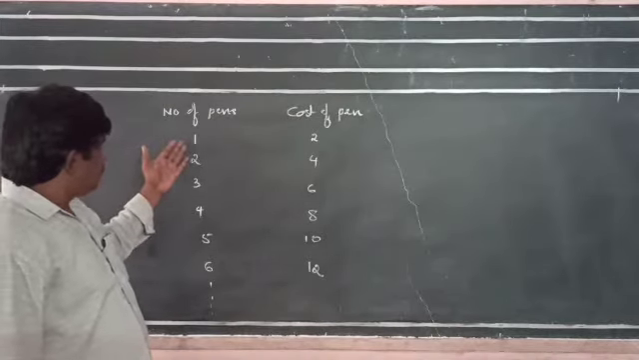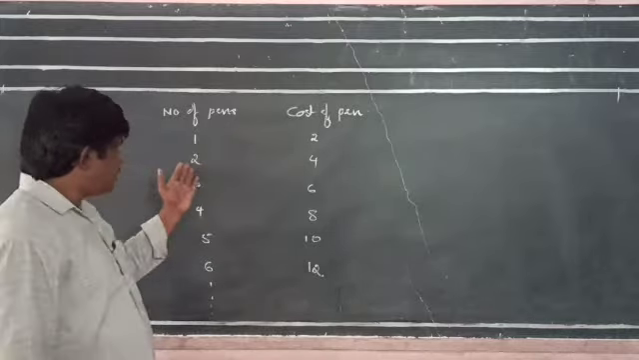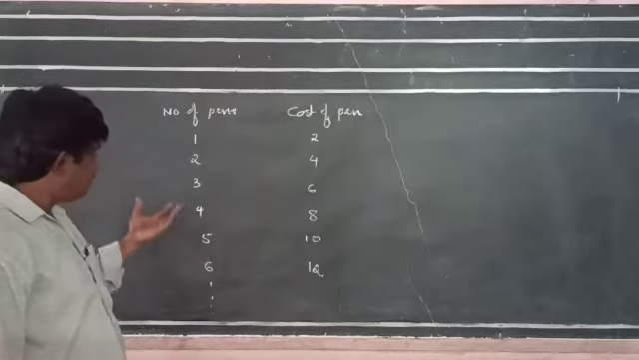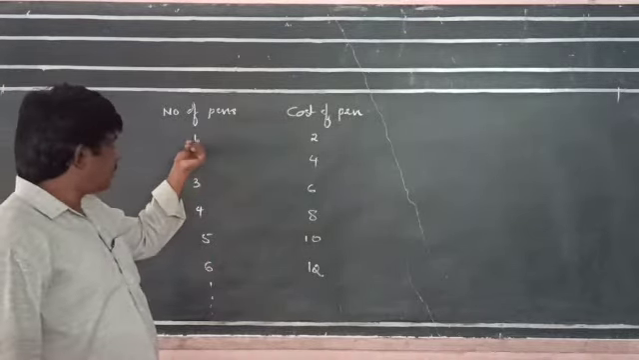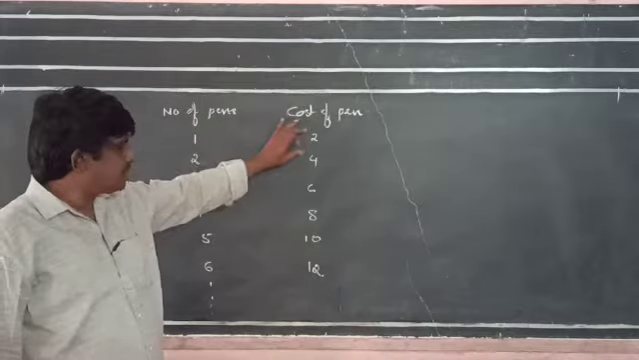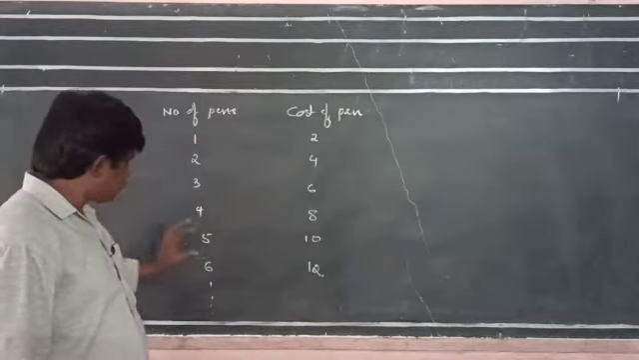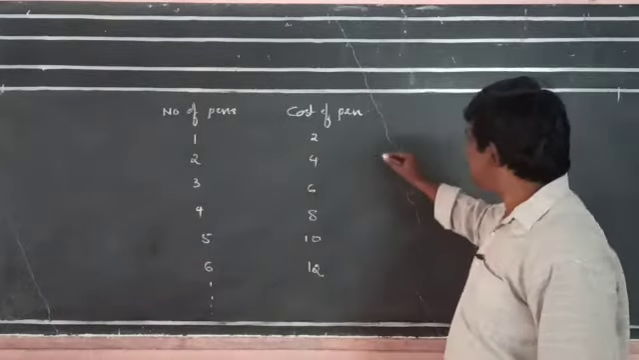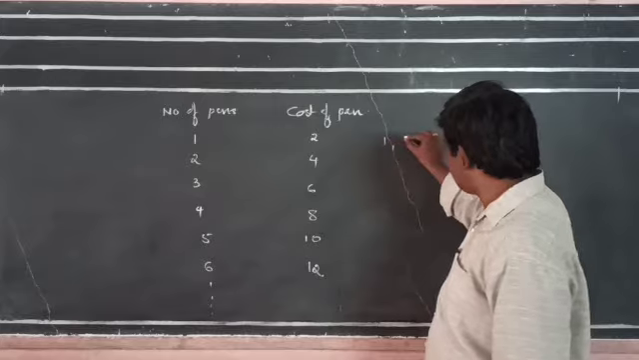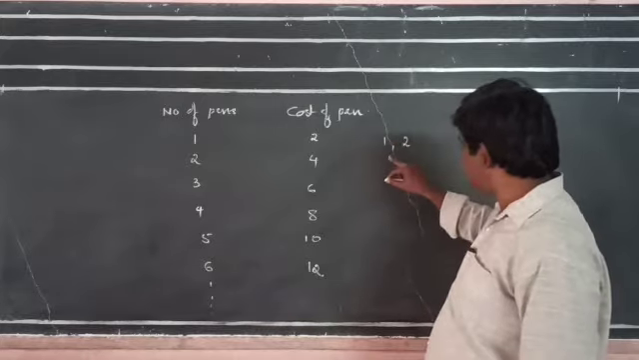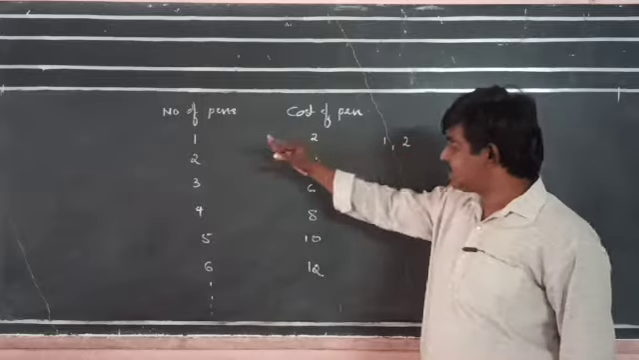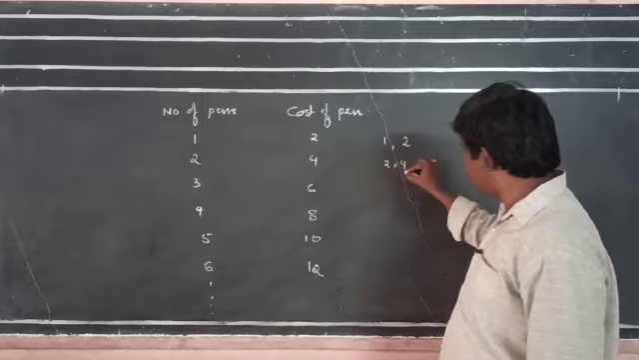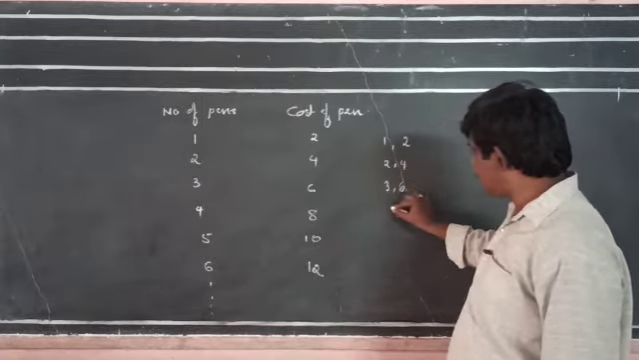So 1 pen is nothing but 2 rupees, 2 pens cost is nothing but 4 rupees, like that 5 pens cost is 10 rupees. That means there is a relation between 1 and 2, this number and this number, and so on. That relation is 1 comma 2. If we write 1 comma 2, this represents number of pens and the cost of pens, and likewise 2 comma 4 and 3 comma 6, and so on.